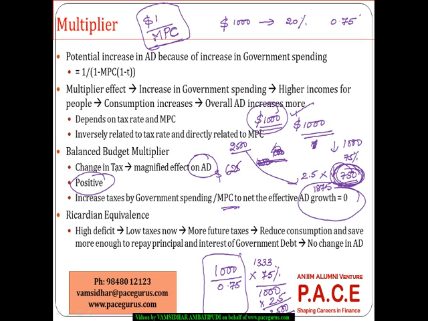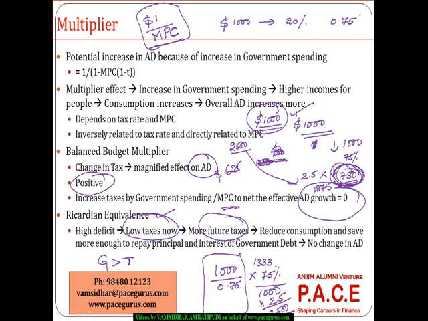Then another important point in this dimension where we have to get a hold on is the Ricardian equivalence. Let's say the budget deficit is very high. What do we mean by that? Government spending is very much greater than the taxes. So if the deficit is very high, it means that taxes are much lower today. And this deficit has to be filled sometime. So in the future, the taxes might go up drastically.